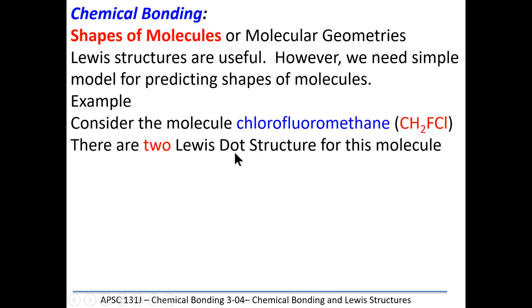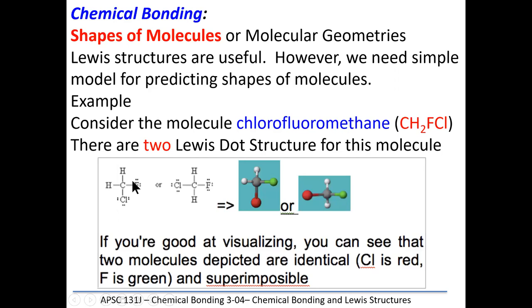So if we look at two Lewis structures here for this chlorofluoromethane, you can see the chlorine and the fluorine are adjacent to each other. Now we can rotate that molecule and produce the same image by simply rotating this molecule as if the chlorine were rotated upwards. And you can see that you would produce the same molecule, even though in these two Lewis structures, they're shown differently. They in fact are the same molecule because they can superimpose on each other.